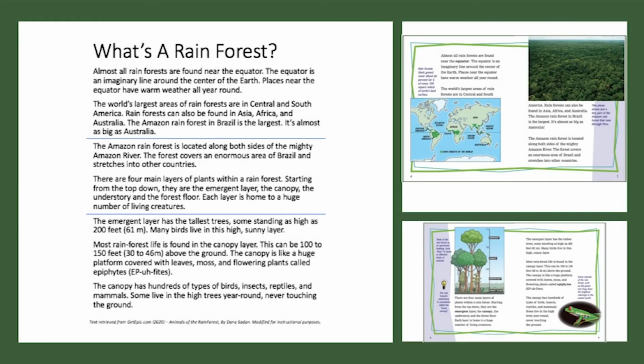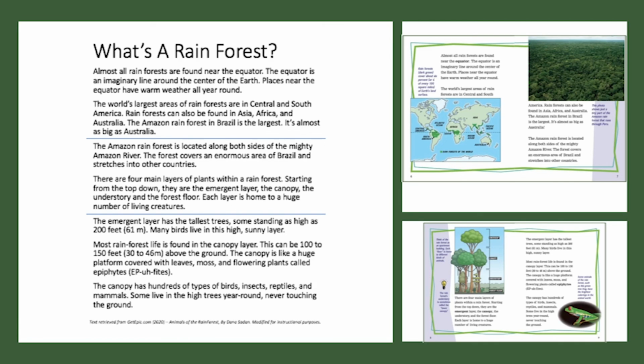Now that we've read the text by itself and the text with text features, we can see how important text features are. The text features provided us with details that the text alone did not. The map helped us see where rainforests were all over the world and where the largest rainforests are. The diagram of the layers gave us a visual for where different animals live and how the layers are all at different heights. The photograph of the frog gave us a colorful example of how rainforest animals have some of the brightest colorings in the world.